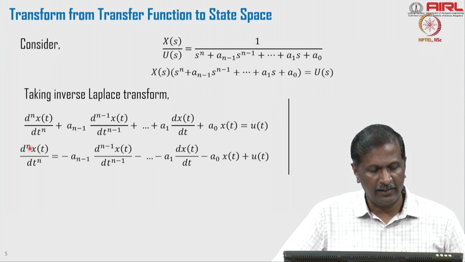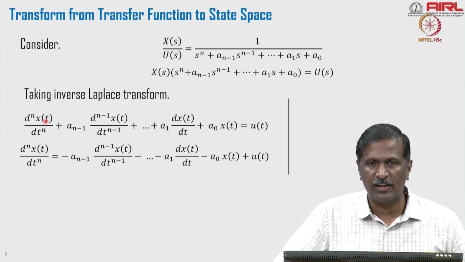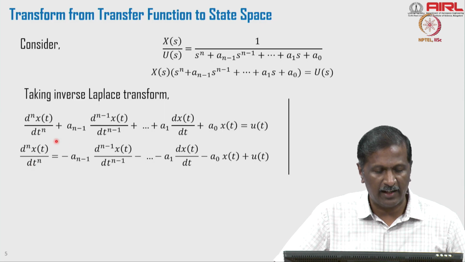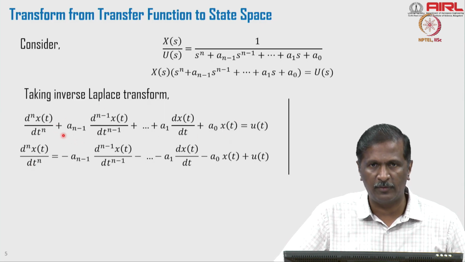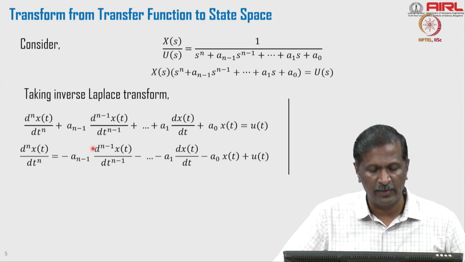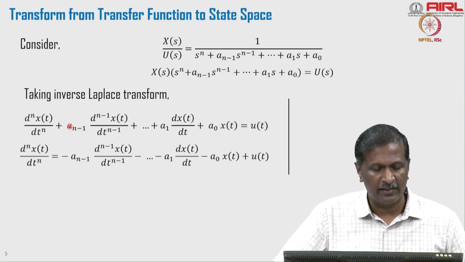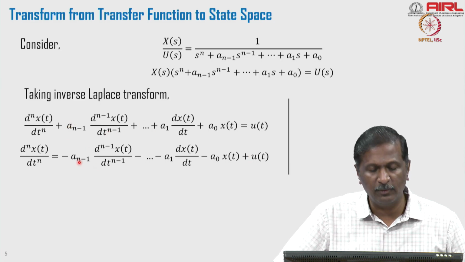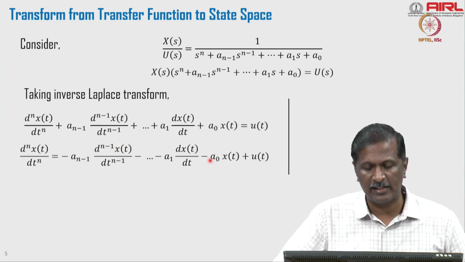I am trying to write this d^n x(t)/dt^n. I am just retaining that and moving all the rest of the terms on the left-hand side of the equation to the right-hand side. Then it becomes negative a_(n-1) d^(n-1) x(t)/dt^(n-1), all the way to minus a_0 x(t) plus u(t).